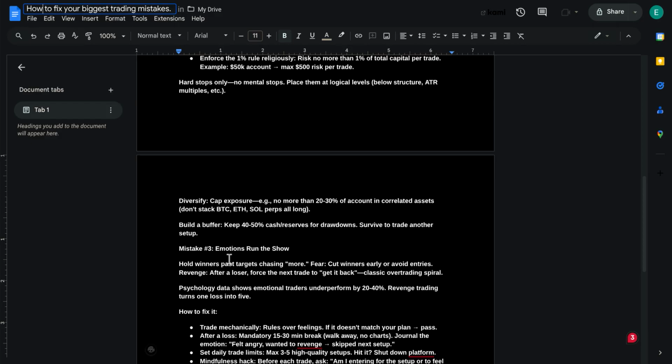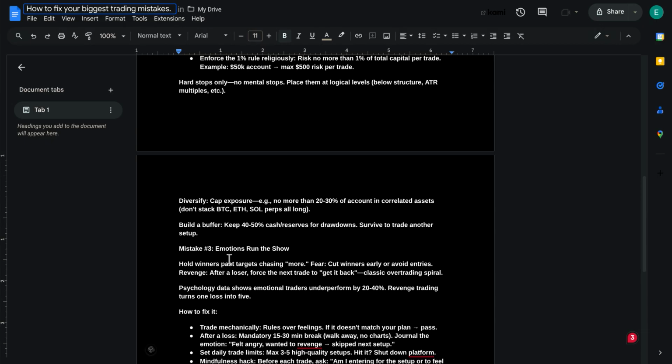on to the next. And you also want to build a buffer. Keep 40% to 50% cash reserves for drawdowns. Survive to trade another setup. And now we get to mistake number 3, which is one of the hardest and something that I still struggle with myself. And that is letting emotions run the show.